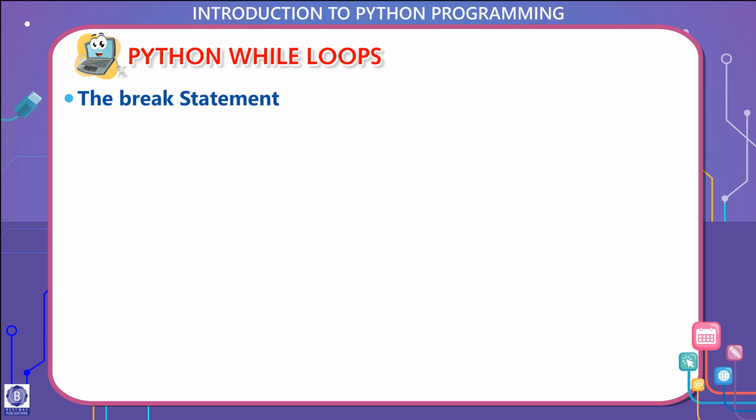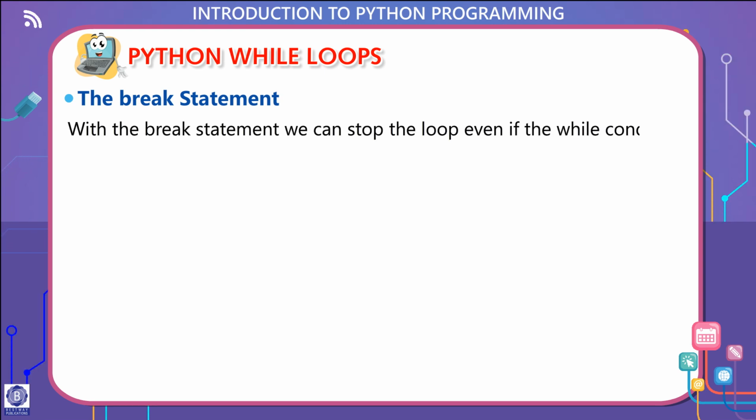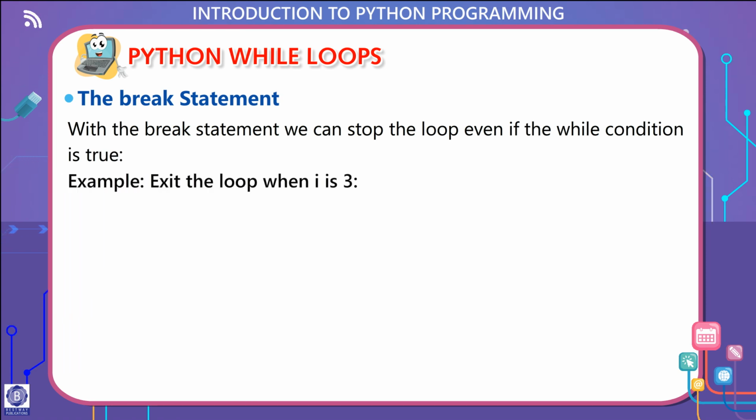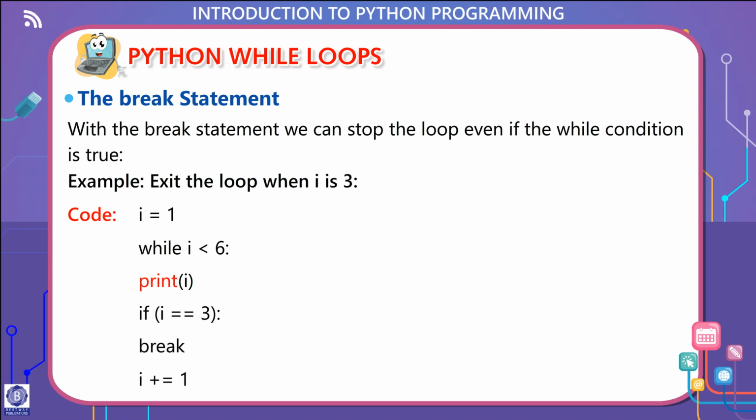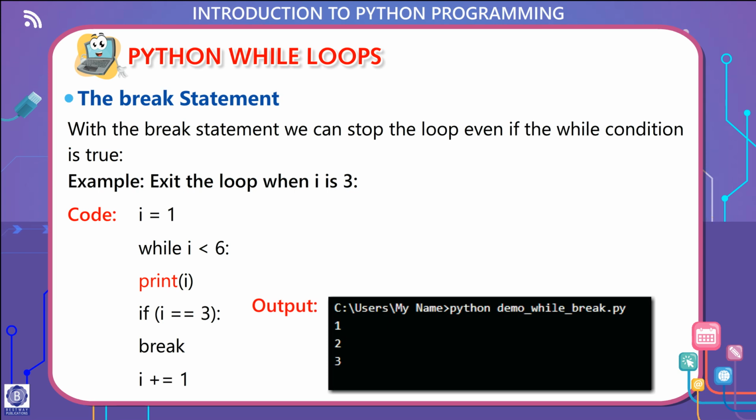The break statement. With the break statement, we can stop the loop even if the while condition is true. Example: exit the loop when i is 3. Code: i = 1. While i is less than 6: print i; if i is equal to 3: break; i += 1. Output.